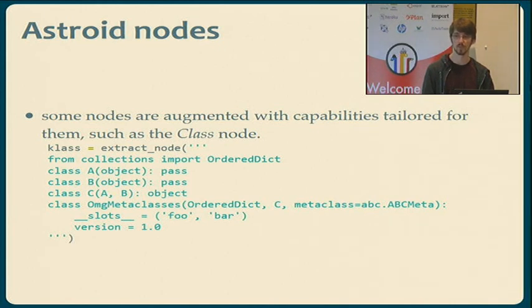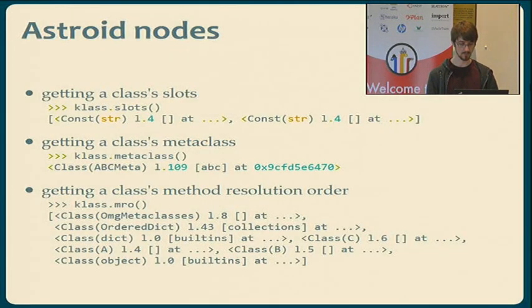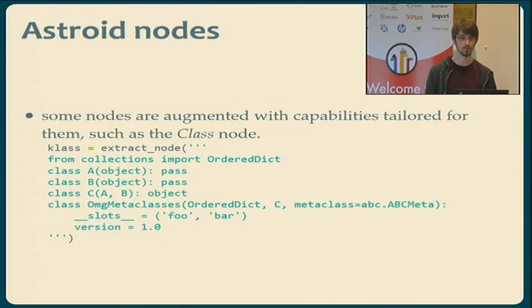Some nodes actually are augmented with extra features that are tailored especially for them. And in this example, I'm having a class, a couple of base classes. I'm using a meta class, the ABC meta class, and I'm defining a couple of slots. It's not that complicated. Okay. And I could use the slots method of the class node in order to retrieve the slots. So basically, the slots will be constants, will be strings, as I declared them here.